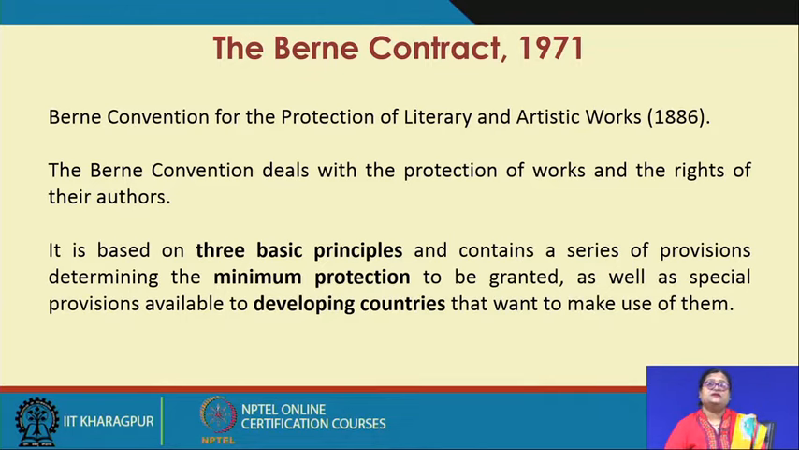So, if we can draw an analogy with the intellectual property rights and the two different types of rights we have seen, one is about industrial property, like industrial designs, and the other is regarding copyrights, which is more intangible in terms of the protection of literary and artistic works, which is more for the aesthetic type of things. So, the Berne Convention of 1971 deals with those kinds of things, the copyright part. The Berne Convention deals with the protection of the works and rights of their authors.